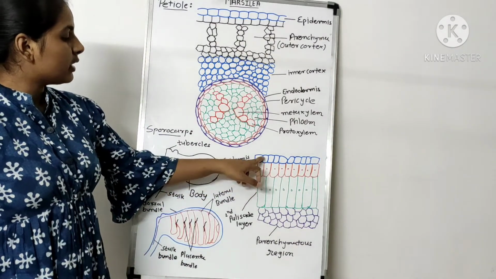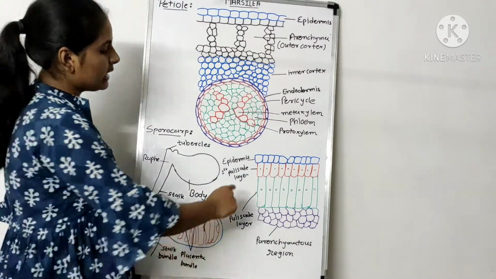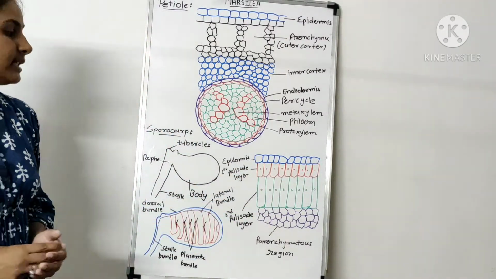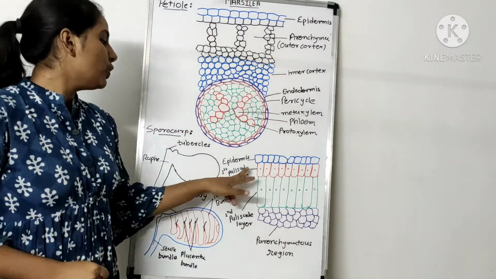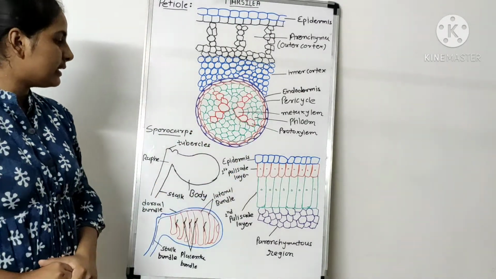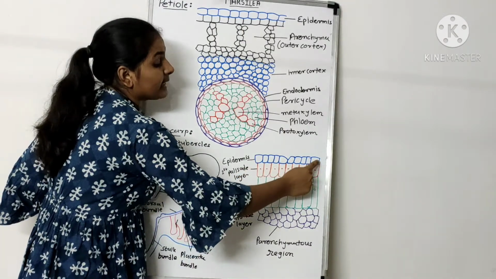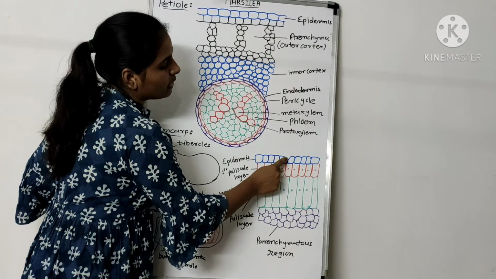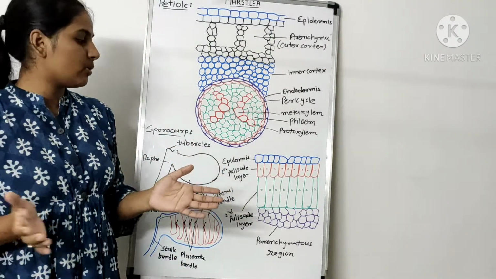This is a single layer of epidermis, because the sporocarp body wall is differentiated into two regions. This is the epidermis. There is no cuticle. The epidermis is a single layer of parenchymatous cells, and this structure is known as a stomata. The epidermis has many stomata.